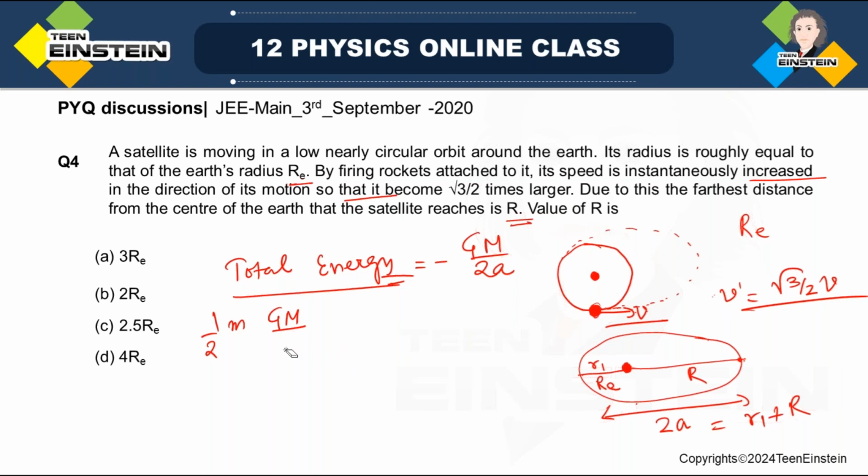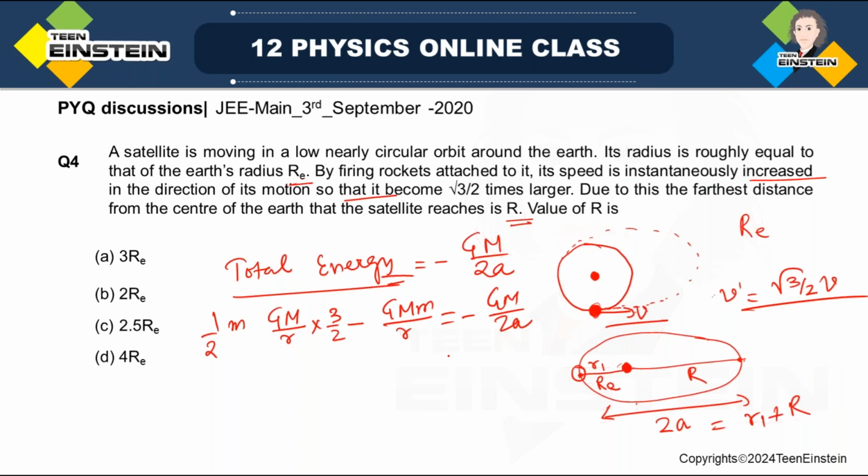Let me write this smaller. This small r is the radius of the orbit, and the earth also has radius RE. Let me write it here: half m v square, where v has become v prime. That means this will be root 3 by 2, so v prime square is 3 by 4 v square. Also minus GMm by r. This will be equal to minus GMm by 2a.